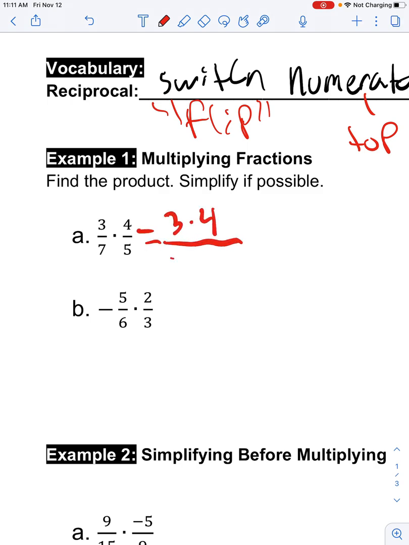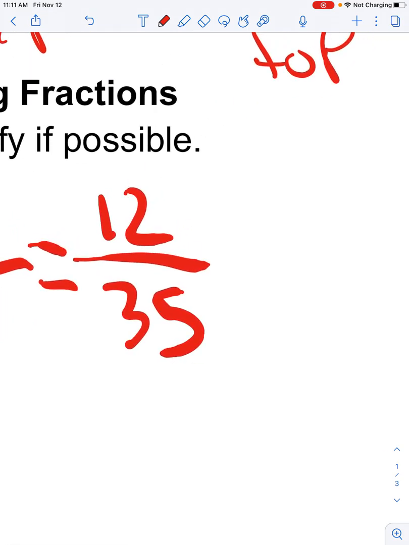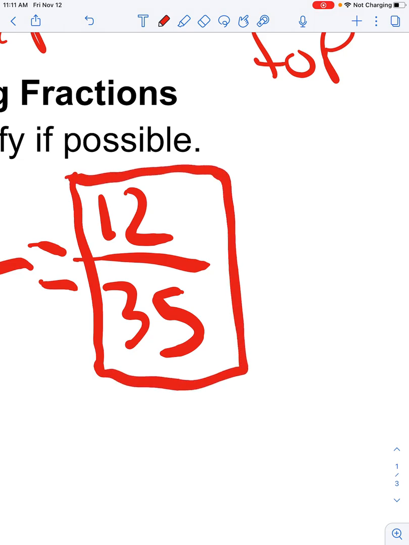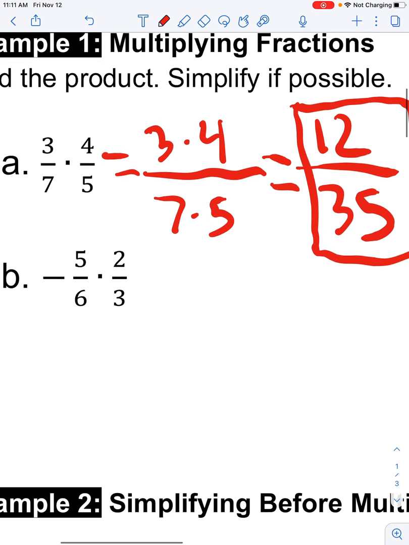But that's for dividing. So we're just going to start with multiplying. When you're multiplying, you multiply across. So this is like saying 3 times 4, and this is like saying 7 times 5. 3 times 4 is 12. 7 times 5 is 35. I look and I say, is there anything I can reduce or simplify? 2, no. 3, no. 4, no. There is not. So 12/35 is all we can do.